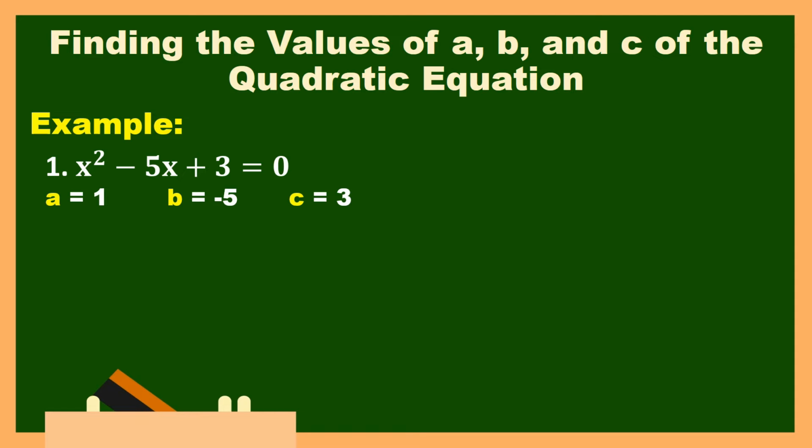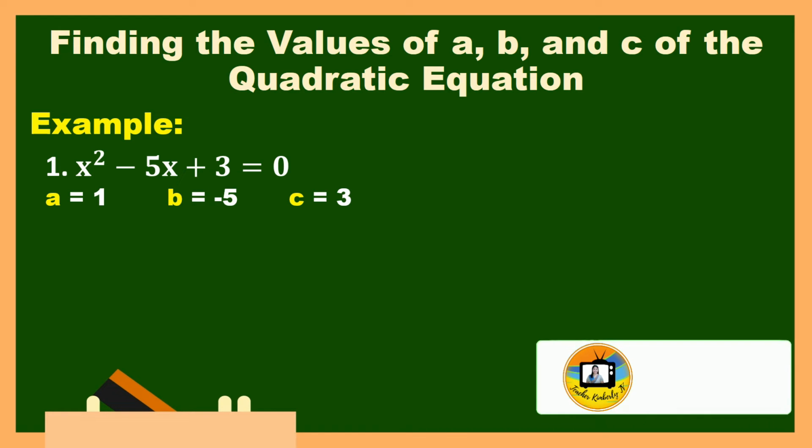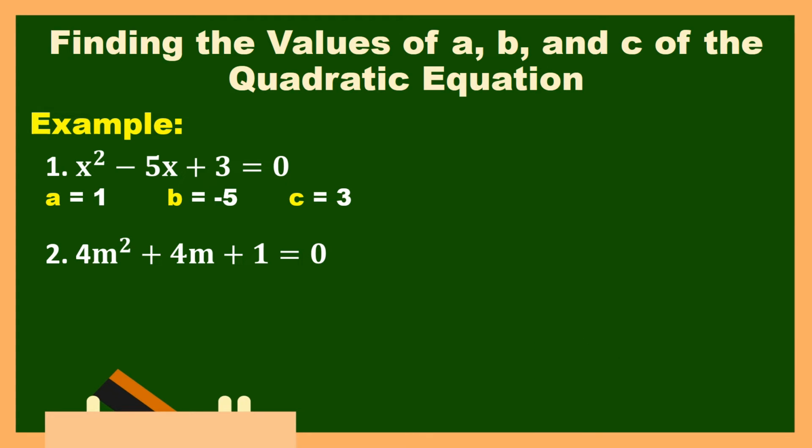Palagi po natin dapat isama ang sign ng integers. And ang c naman o yung constant term natin ay equal to positive 3. Number 2. 4m squared plus 4m plus 1 equals 0. So dito naman, ang value ni a ay equal to 4 at ang value ni b ay equal to 4 at ang constant term natin ay equal to 1.